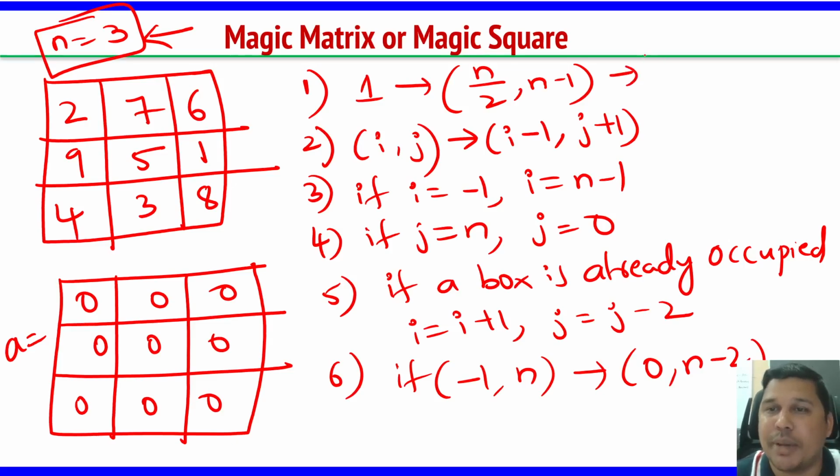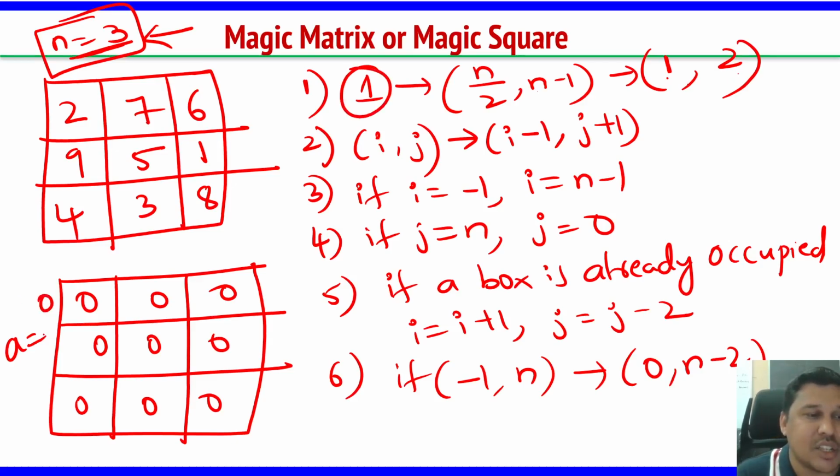So what will the position become? n by 2 means 3 by 2, which becomes 1 because it is integer division, and n minus 1 becomes 2, right. So you have to place number 1 in the location 1 comma 2. I think you are aware of this indexing: 0, 1, 2 and 0, 1, 2. We have array indexing from 0. So 1 comma 2 means this box, and this box we have to fill with 1.